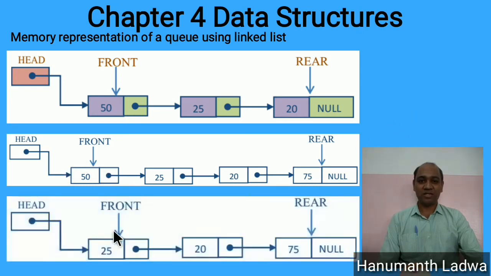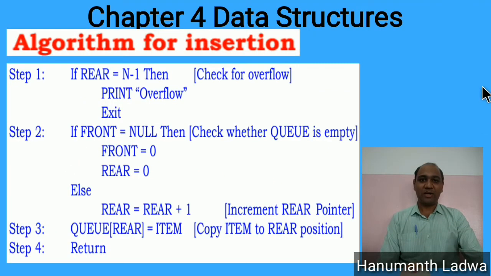Here you can see in the diagram 50 is removed, front is incremented to the next level and it is pointing to the next node. 50 is removed, it is pointing to 25, 20 is there and 75 remains as it is. Next we will see algorithm for insertion.